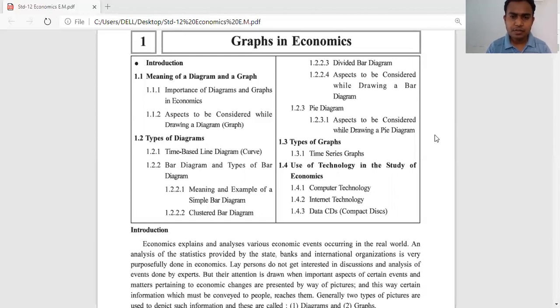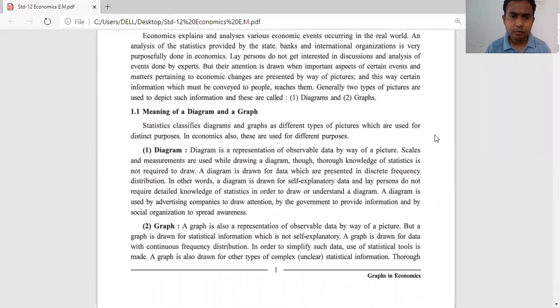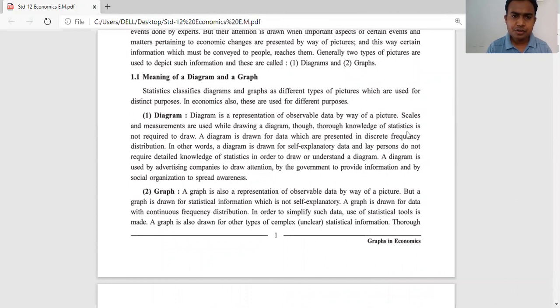Before we start this chapter, let us understand the meaning of what is a diagram and what is a graph. Generally we use two types of pictures to show information, that is diagrams and graphs. If we see the definition, a diagram is a representation of observable data by way of a picture. Scales and measurements are used while drawing a diagram, though thorough knowledge of statistics is not required to draw it.